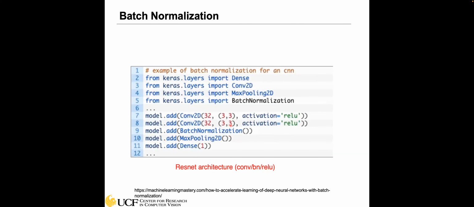And for the batch norm, it's very simple, right? So you just call this batch normalization layer, and you are able to do this kind of batch norm process. Okay.